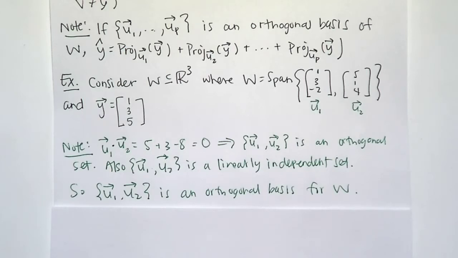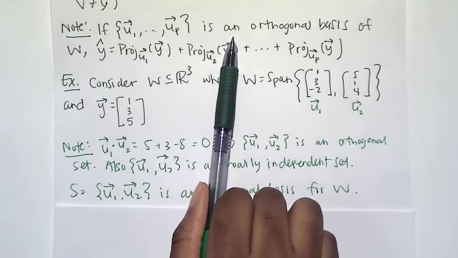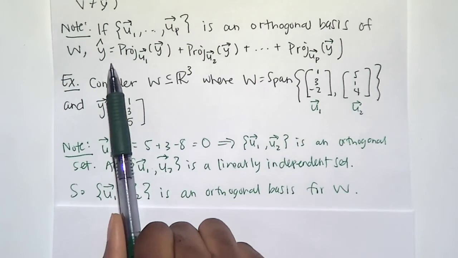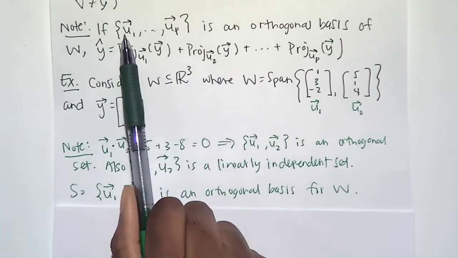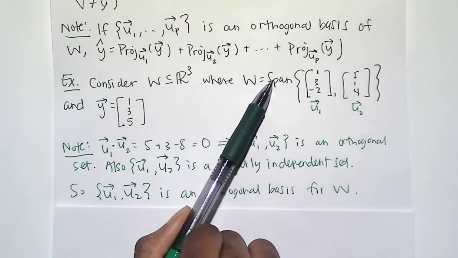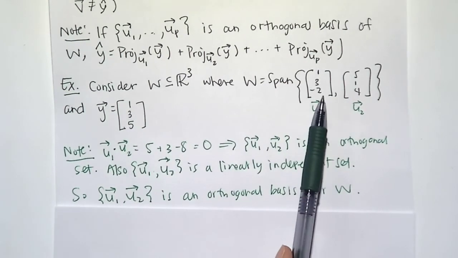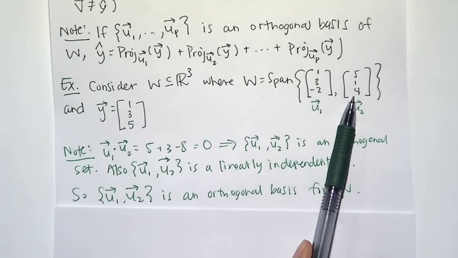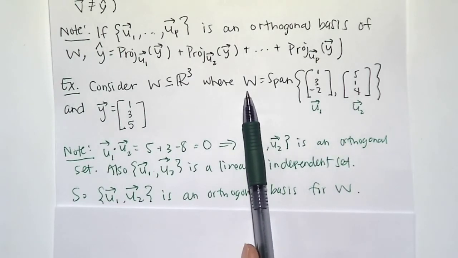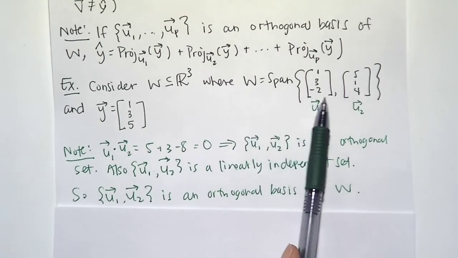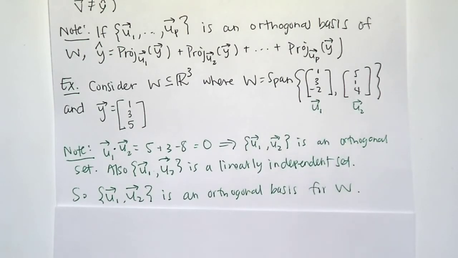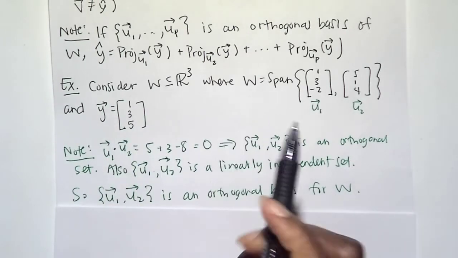All right, so now we're going to apply this note that if we have an orthogonal basis, we can come up with the projection by just projecting onto each element of the basis and add it together. And in this example we're looking at, we notice that these two vectors form an orthogonal basis for W, which means if we want to do a projection, we can just project onto each one of these separately.